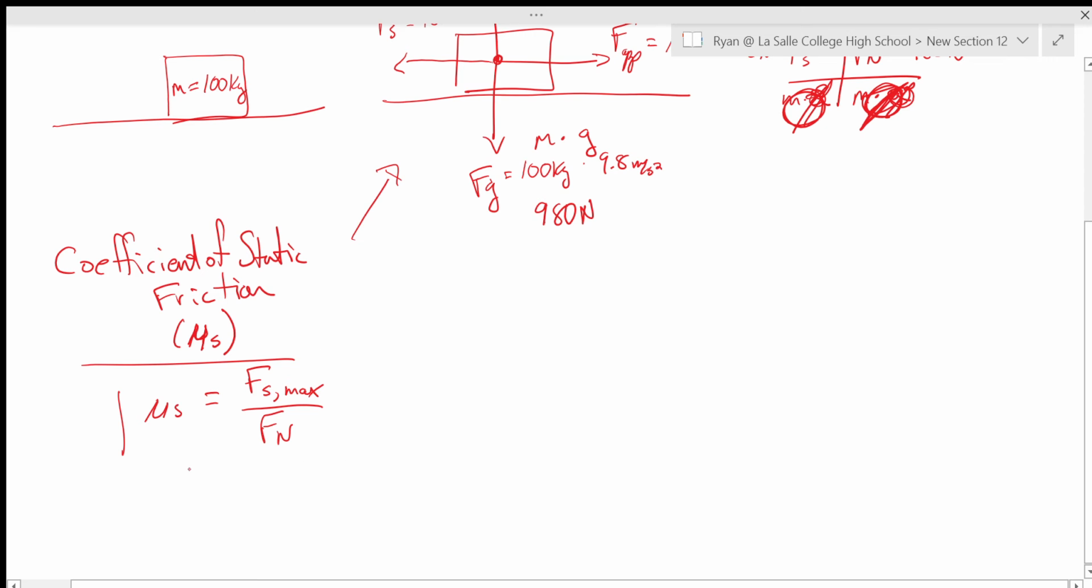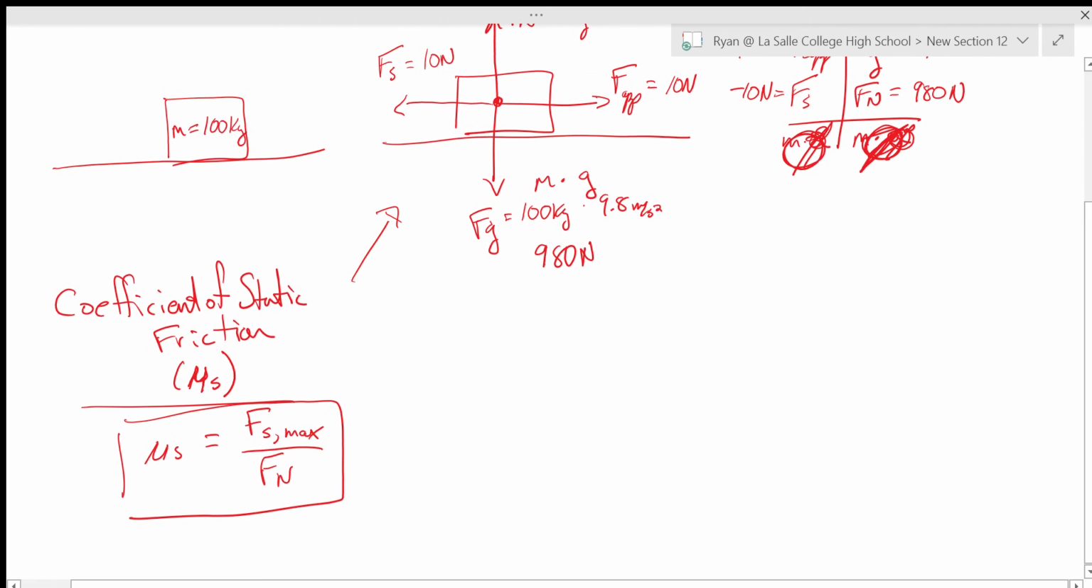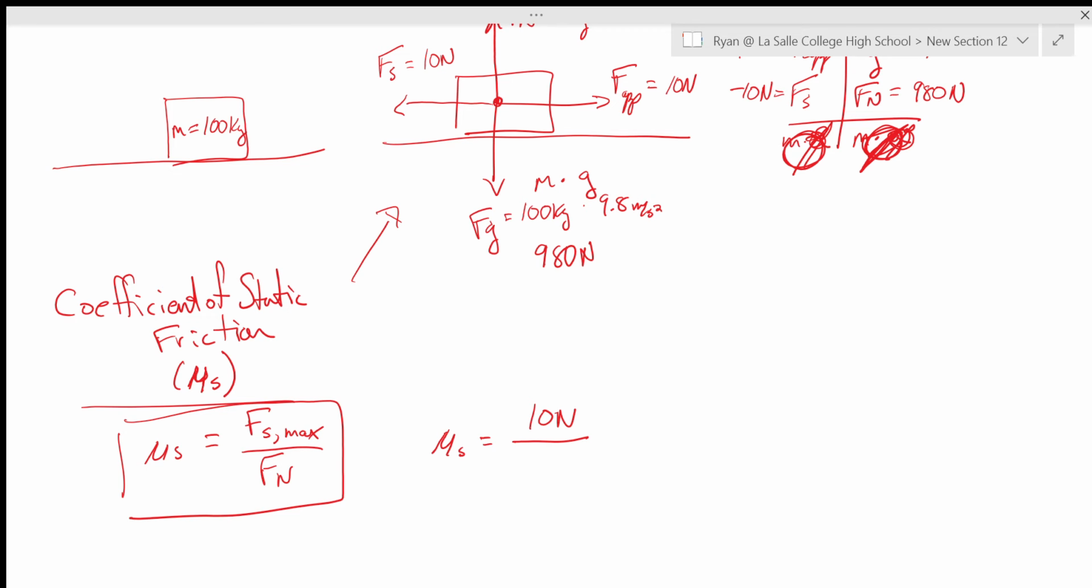Because the problem would say something like the box budges when 10 newtons of force is applied, right? Which means static friction was matching it all the way up until the moment it budged. So if this is the moment when it budges, then I can find the static coefficient of friction. I know the maximum static friction was 10. Anything bigger would have caused it to budge, right? So that means the static friction couldn't have matched it. Over the normal force, which is 980.